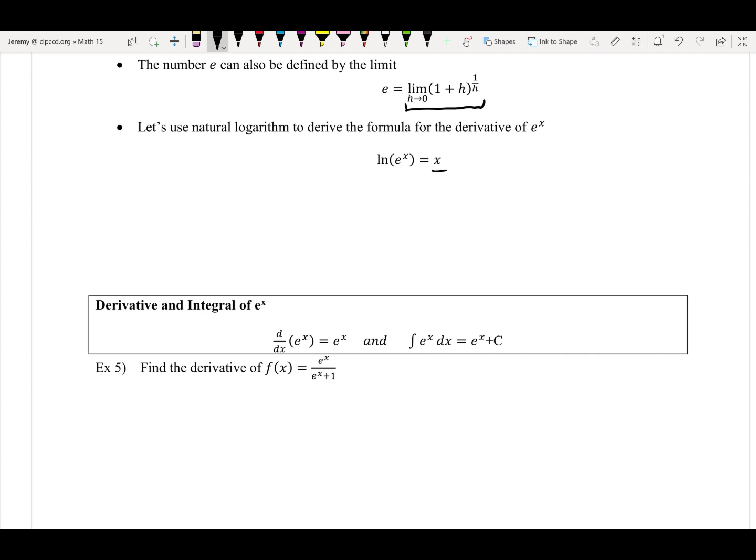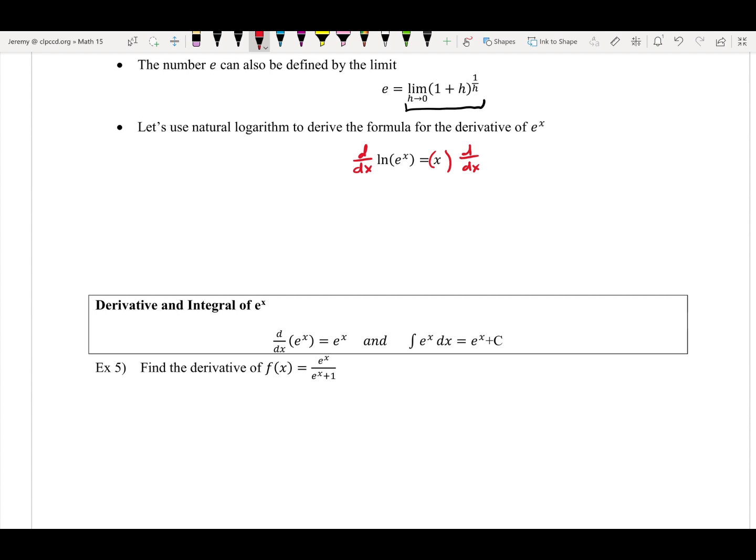If you compose a logarithm base e with the function e to the x, they're inverses of each other. They cancel out. We're just left with what we had as the input. Now, what we're going to do is just take the derivative with respect to x of both sides of this equation.